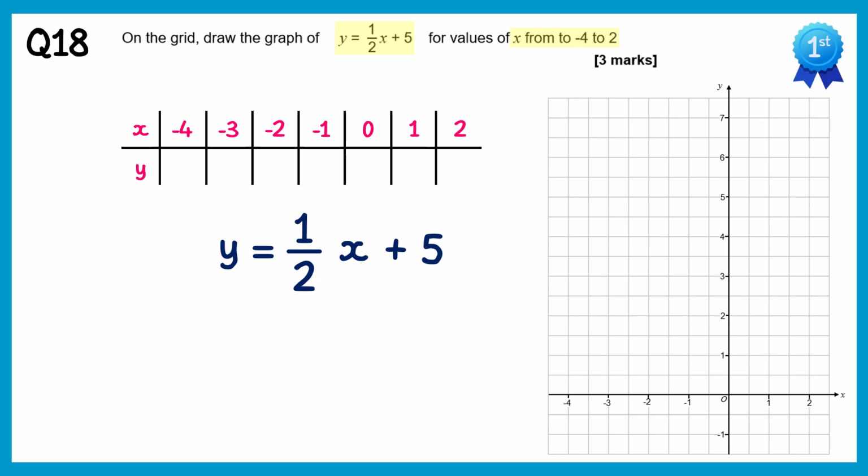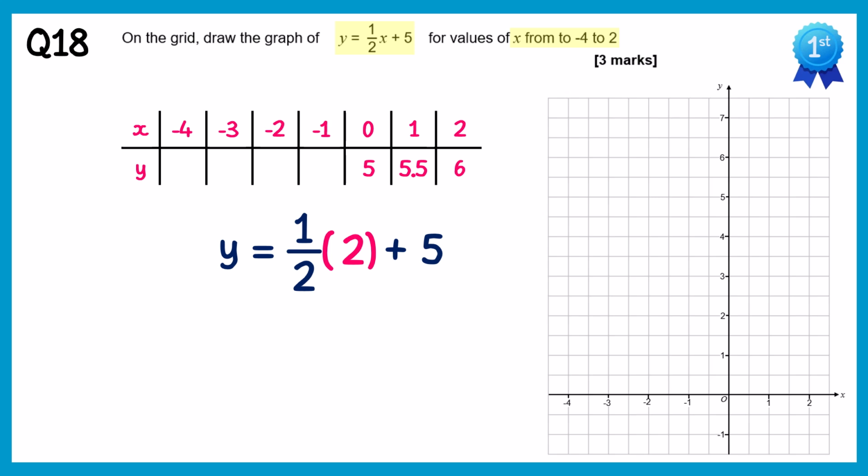We're going to start with x equal to 0, so we just replace the x with a 0. So we need to do half of 0 plus 5, which is 5. Then we'll move on to when x equals 1, so we just replace that x with a 1. So it's now half of 1 plus 5, which is 5.5. Then we move on to x equals 2, so we replace the x with a 2, so it's half of 2 plus 5, which gives you 6.